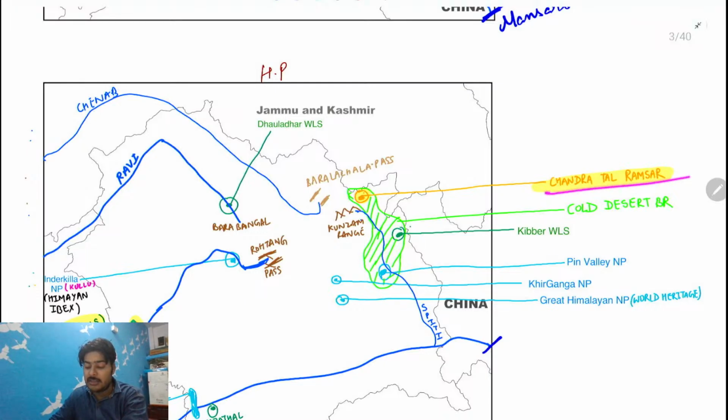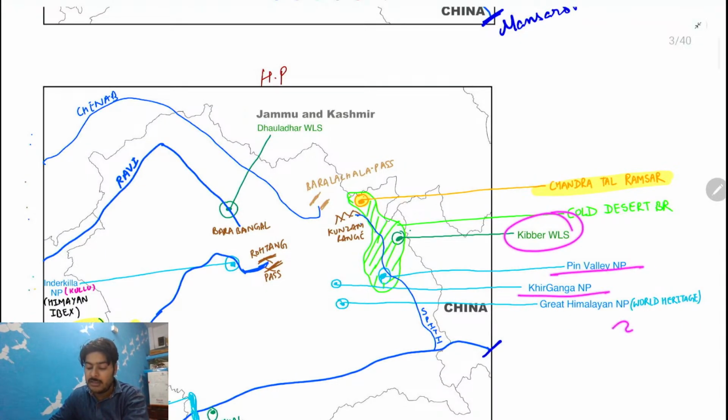And then Chandratal Ramsar site, Kibber Wildlife Sanctuary, Pin Valley National Park, Khirganga National Park and Great Himalayan National Park. Okay, all these things you will find here.